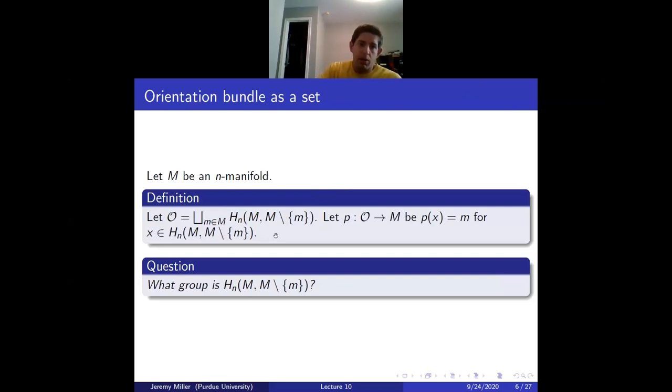Yeah. Okay. So this is a set. There's a map of sets, and then the fiber is clearly a group because, well, homology is a group. So yeah, my question is what group is this? Any takers? I claim that this group, up to isomorphism, doesn't depend on the point.